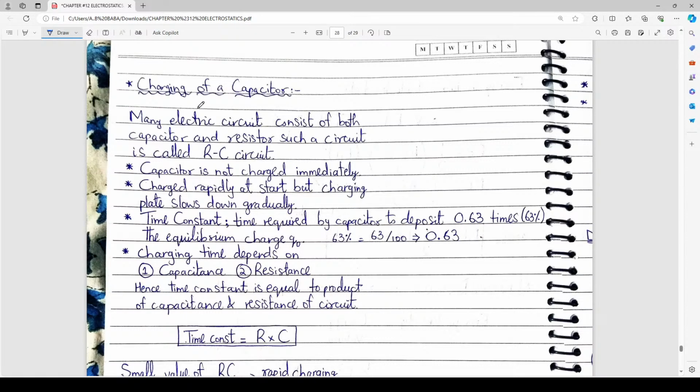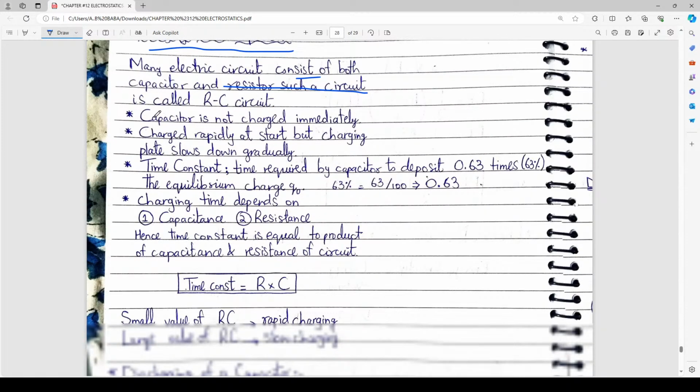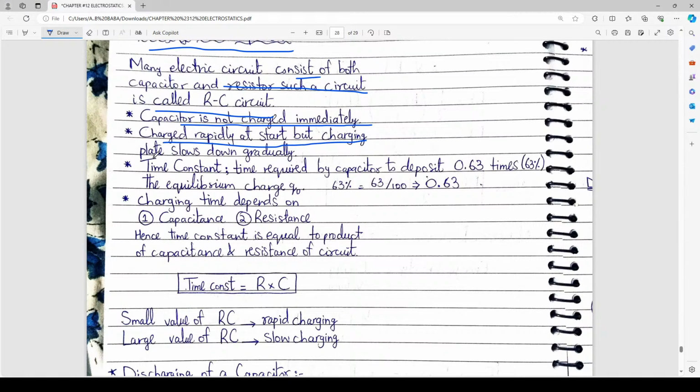So the last topic is the charging of a capacitor. Many electric circuits consist of both a capacitor and a resistor. Such a circuit is called an RC circuit. The capacitor is not charged immediately. It charges rapidly at the start, but the charging gradually slows down. First it is charged at a very high pace, but as the charges accumulate, the charging slows down, until a time comes when the charging becomes zero and no more charge can be taken by the capacitor.